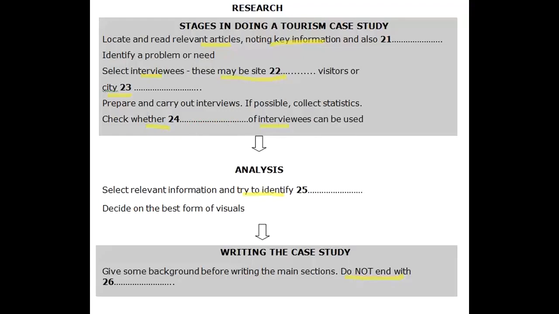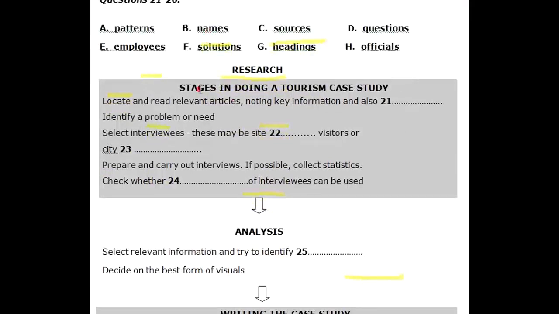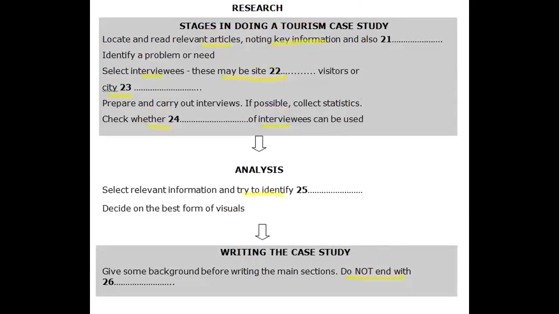Oh, okay. So it is saying whether we can identify them in our interview or they want to be anonymous. If you know the meaning of anonymous, it means somebody who doesn't want to be identified by name. So with identification and anonymous as the key words, you can see the answer is names. So check whether names of interviewees can be used or not. Once you answer this question, you immediately have to move to the next question. That is about the analysis part, that relevant information, try to identify what.